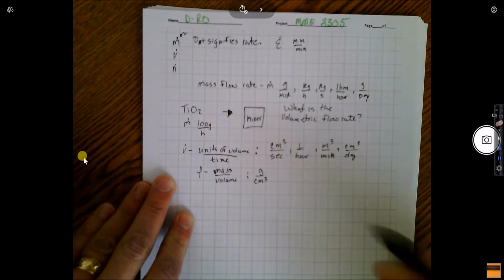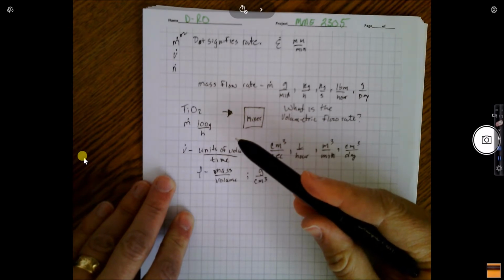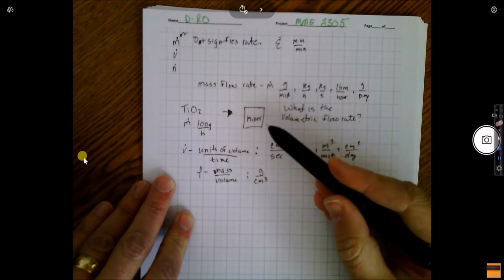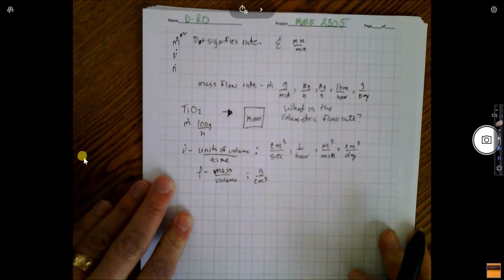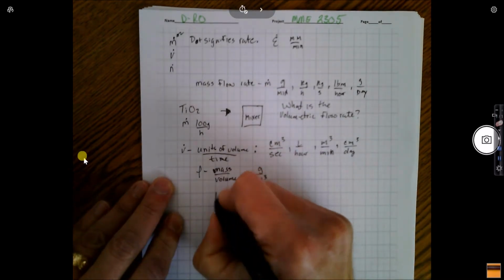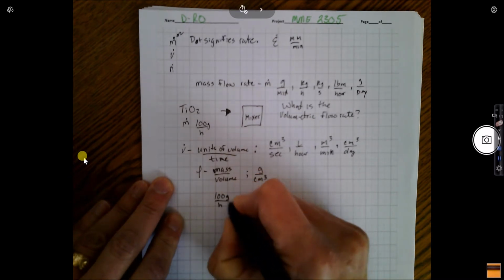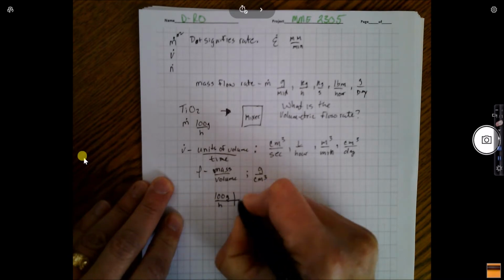So we take a look at our little problem we've made up here. We're flowing 100 grams per hour of titanium dioxide into this paint mixer, and we want to know what the volumetric flow rate of titanium dioxide is. So we start off with 100 grams per hour. We're using our railroad track method in this class.